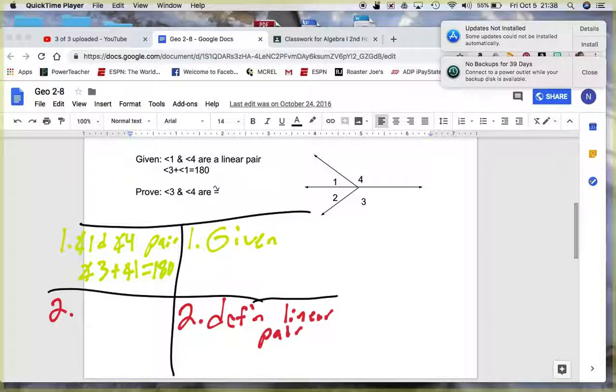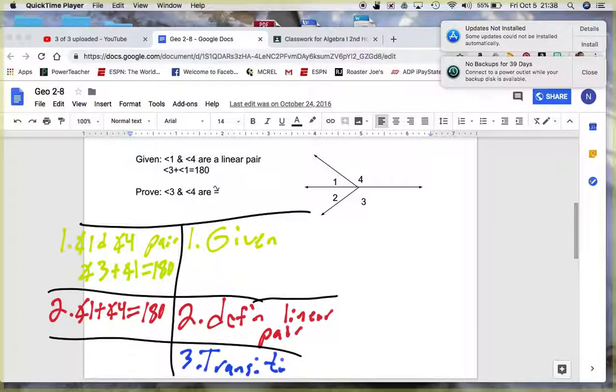Well, linear pair means that two angles equal 180 when they're added together. Okay. Then we can do the same thing we did before. I have two things equaling 180. So what was that reasoning again? Transitive or syllogism? Because if they equal the same thing, then I can put them together.